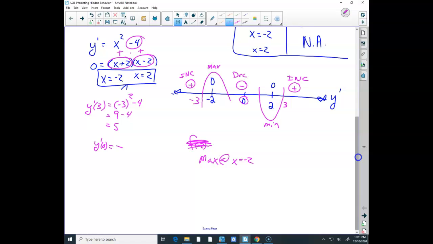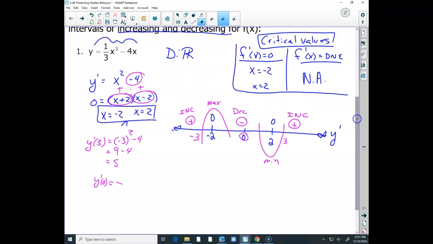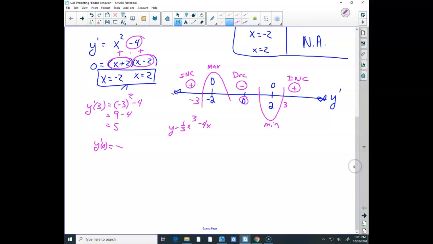Oh, nope, they want extreme values. Back up the train here. Okay, so I need to find my values. So I come down here and say y equals 1/3 x cubed minus 4x. I know f of -2, when I plug it in, I got it written down as 16/3. Therefore, that was a max. And f of 2, very symmetrical, is -16/3, a minimum.